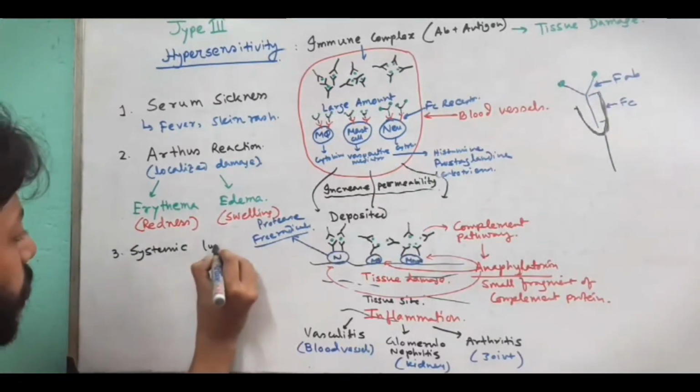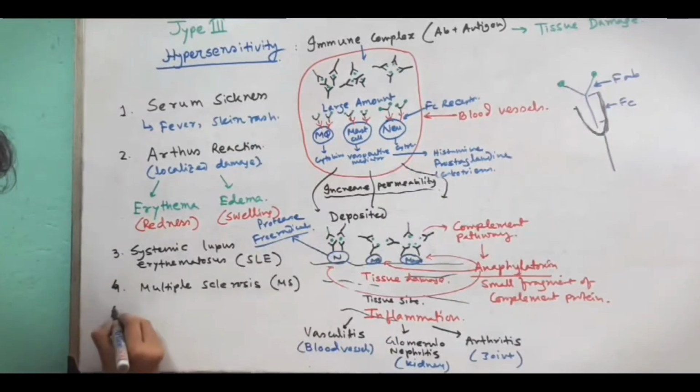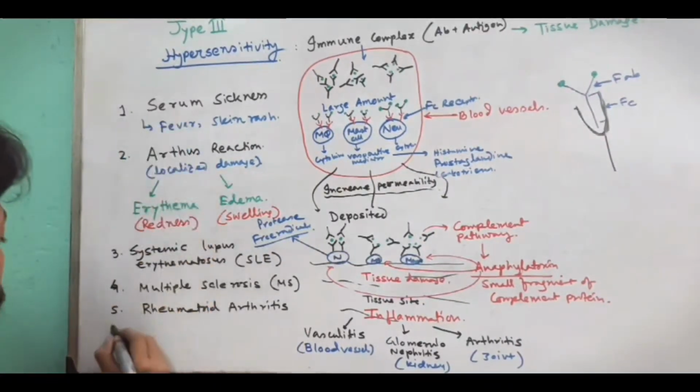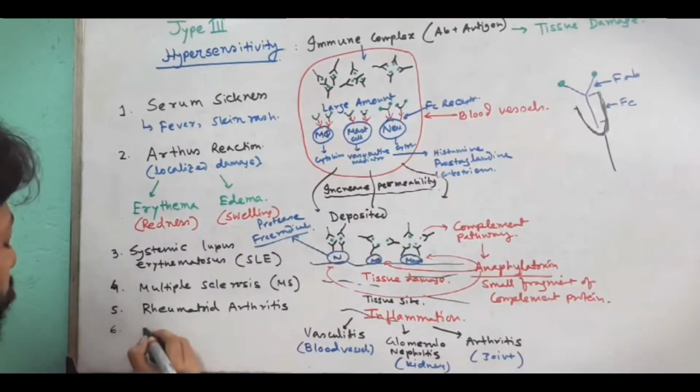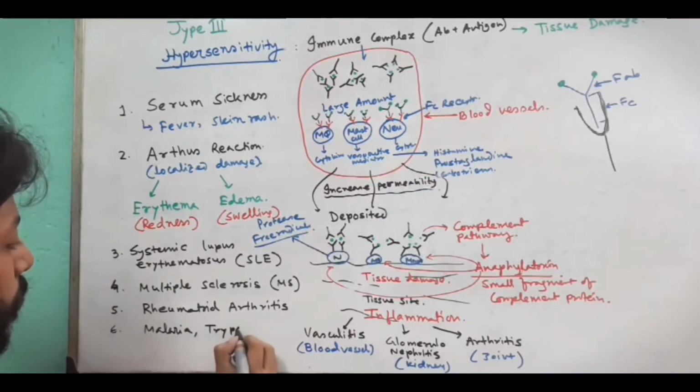Systemic lupus erythematosus. There is another disease called multiple sclerosis, and we all know rheumatoid arthritis. And this type 3 hypersensitivity can also happen due to some infections like malaria and trypanosoma.